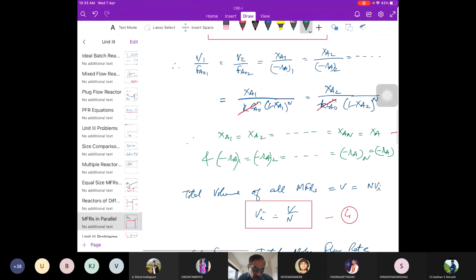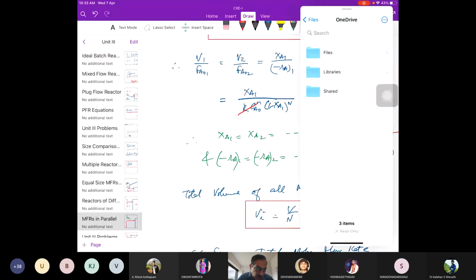Now if you want equal conversion, because ultimately we want the same production, right? We want always the same production.